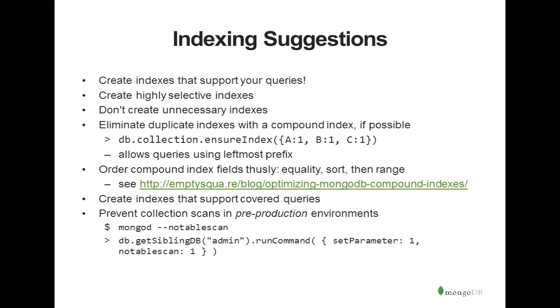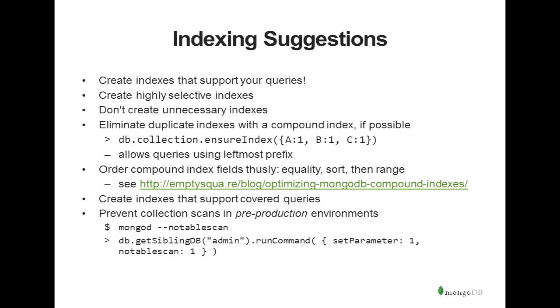The next one is create highly selective indexes. This goes for any database. It's not MongoDB specific. We have a documentation page in the MongoDB online documentation that describes how to create a selective index. So I would definitely review that, understand maybe creating an index on a Boolean might not be the best idea. So that goes for any database, not just MongoDB. The next one is don't create unnecessary indexes.